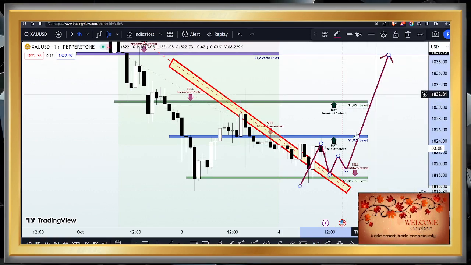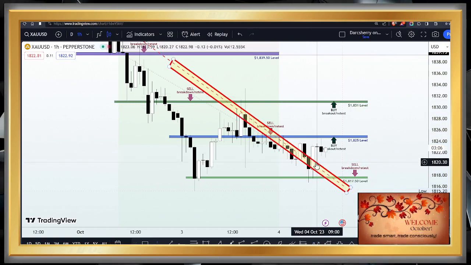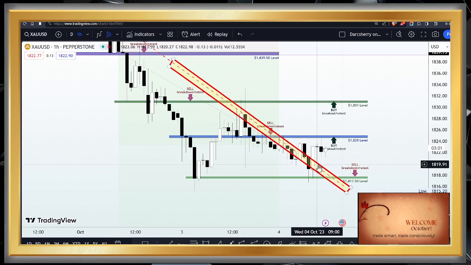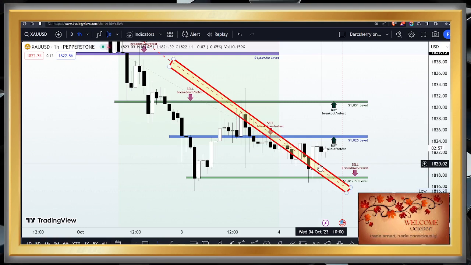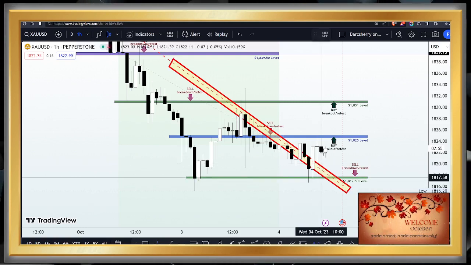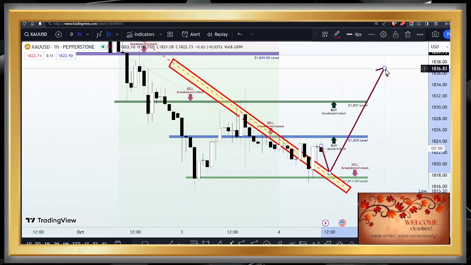Now, with the way things are going right now, since price still remains above that descending trend line, I want to hold on to a bullish bias. That is, we are going to be buying the XAUUSD. Now, what I'm waiting for here is price coming back to retest the structure. Then I want to be joining the uptrend move.